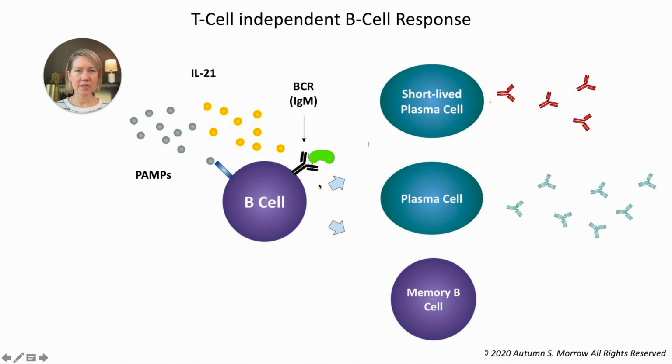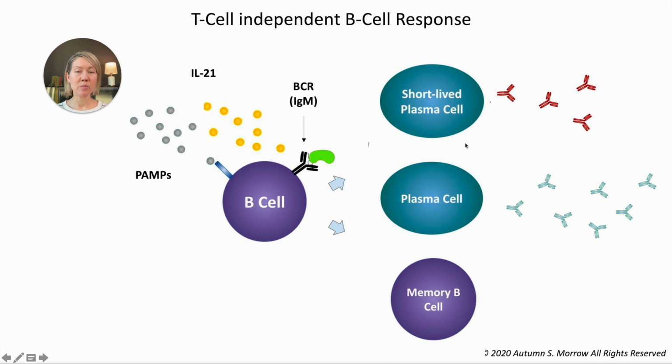For the first signal, the B-cell receptor identifies antigens in the environment such as bacterial polysaccharides or lipopolysaccharides. The second signal also arrives independent of T-cells, and that can either involve the complement system or toll-like receptors that identify pathogen-associated molecular patterns, also known as PAMPs. So this T-cell independent B-cell response generally happens in the extrafollicular space of secondary lymphoid tissues.